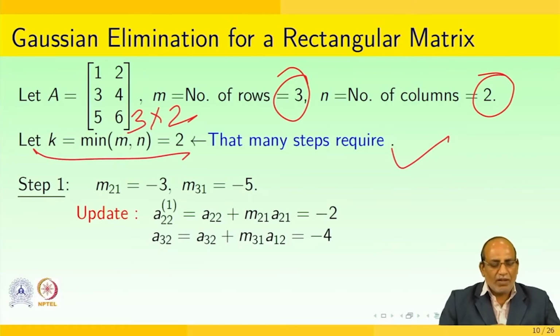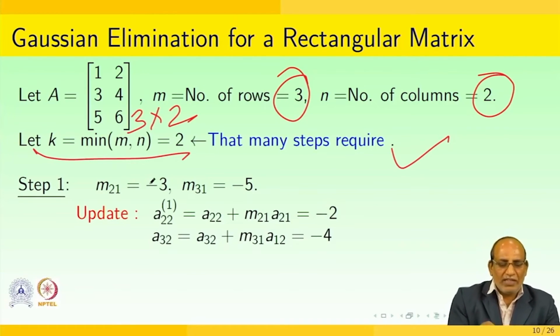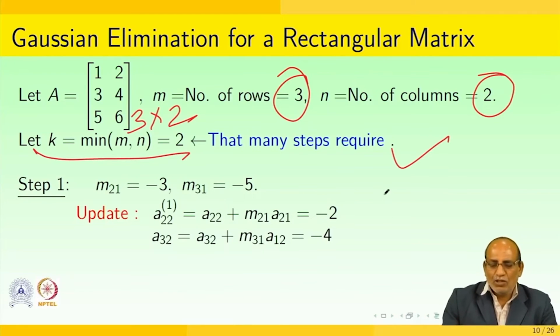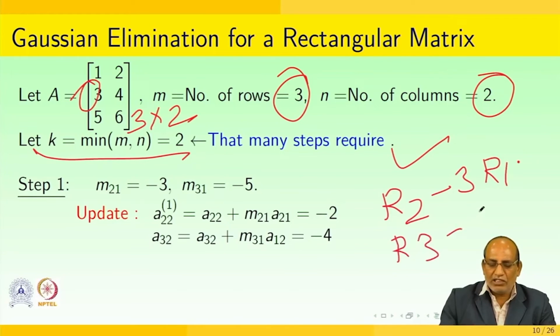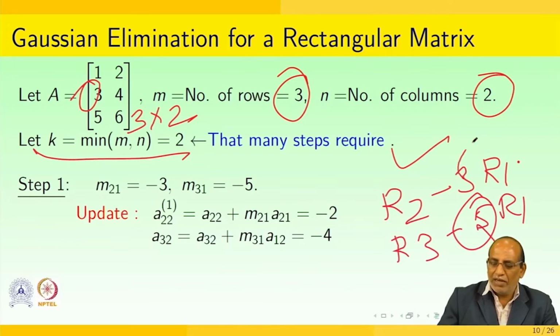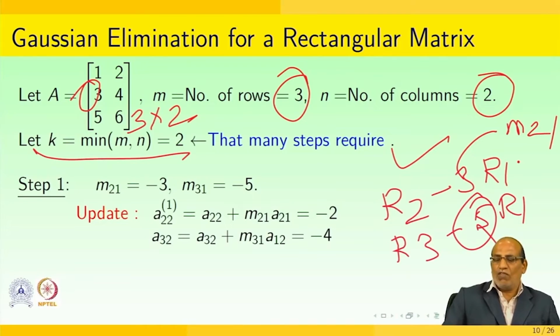Step 1. M21 is equivalent to minus 3. So R2 minus 3 times R1, so that it will be 0. Then R3 minus 5 times R1. So this is M31 and this is M21. That is second row, first column, and third row, first column.